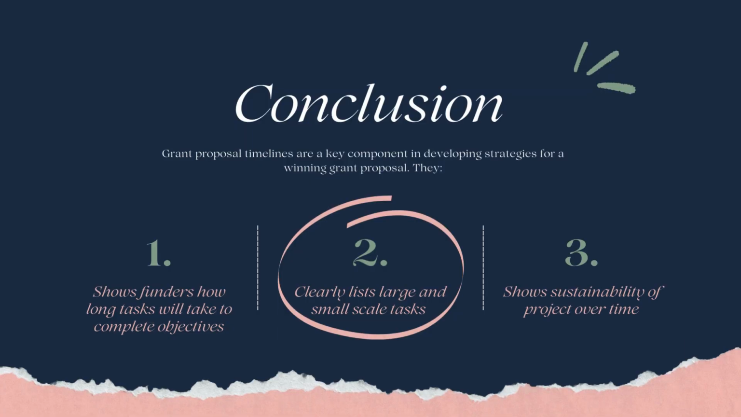So, in conclusion, grant proposal timelines are a key component in developing strategies for winning grant proposals. They show funders how long tasks will take to complete the objectives. They clearly list large and small scale tasks. And most importantly, they show the funder the sustainability of your project over time, much like the Eras Tour by Taylor Swift.